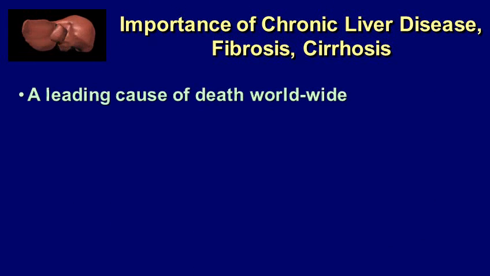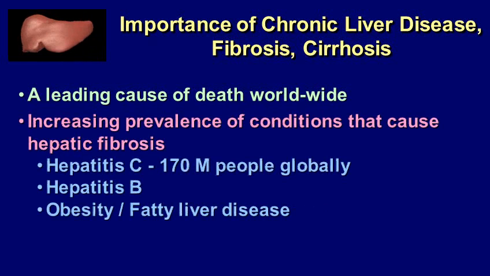Chronic liver disease is a very common cause of death worldwide. Many conditions can cause acute liver injury, and many of these conditions eventually lead to the common endpoint of fibrosis, progressive scarring, and cirrhosis of the liver. There is an increasing prevalence of conditions that cause hepatic fibrosis.